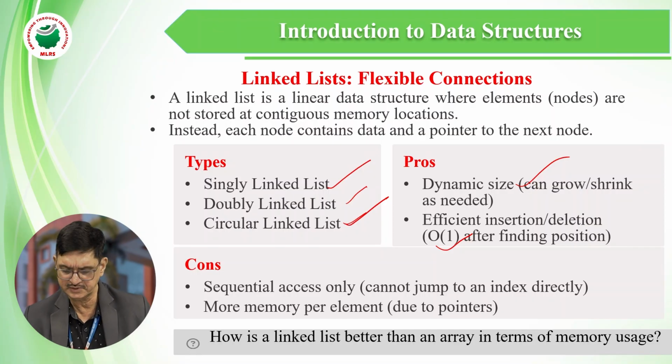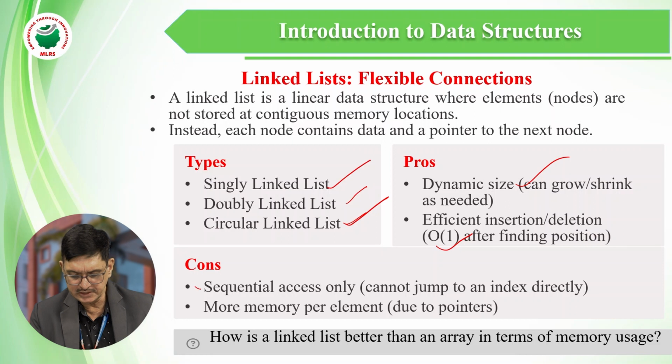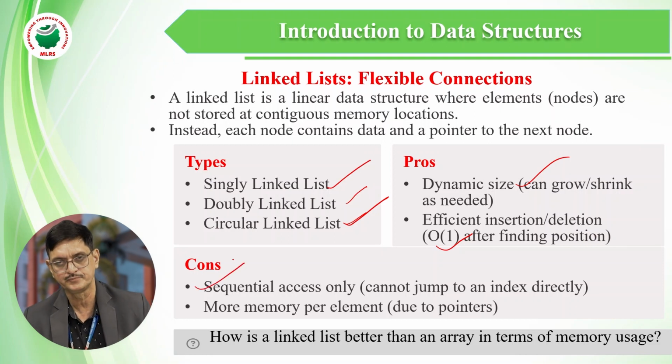But the only thing is, in the worst case, the particular element can be anywhere in the list. Unlike arrays, we can't directly move based on the index; one by one we need to search and move to the last location. The details we'll see in the coming class slides. But the difficulty is that it maintains only sequential access. We can't directly jump to the required location; we cannot jump to an index directly. It also takes more memory per element.